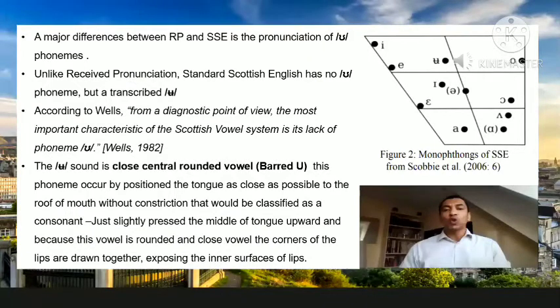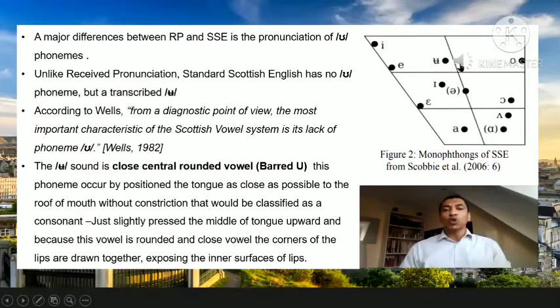According to Wells in 1982, from a diagnostic point of view, the most important characteristic of the Scottish system is its lack of the phoneme. Due to the lack of this phoneme, standard Scottish English uses the barred U to substitute the phoneme. So, what does the barred U sound like? Ooh. So that is what the barred U sounds like.